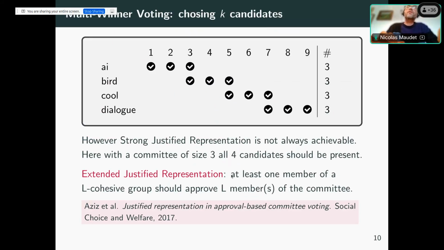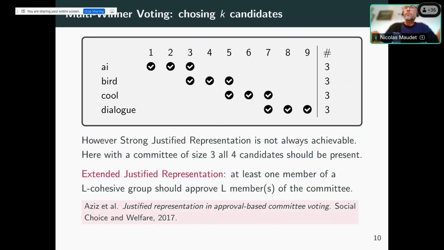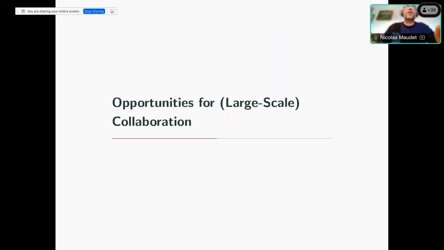a relaxation of this notion. Instead of requiring that all the members in the cohesive group should get at least one approval in the committee, the requirement is that at least one member of the cohesive group should approve L members for L cohesive group in the committee. So this is basically a relaxation, and we know that there are rules which can guarantee this relaxation. So just to give you some insights, and I'll get back to this notion right after.